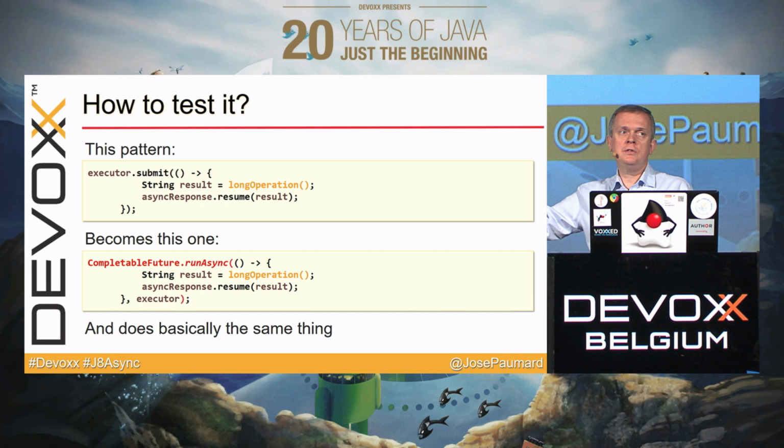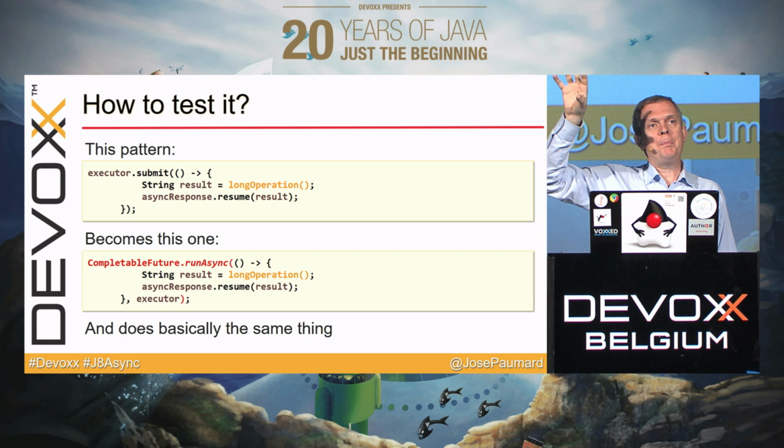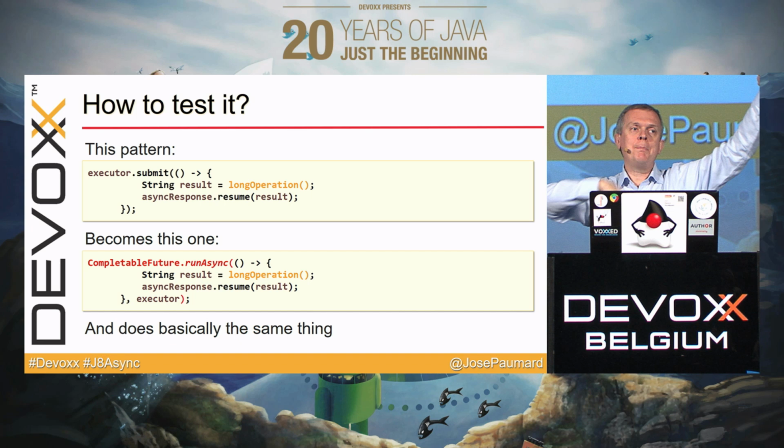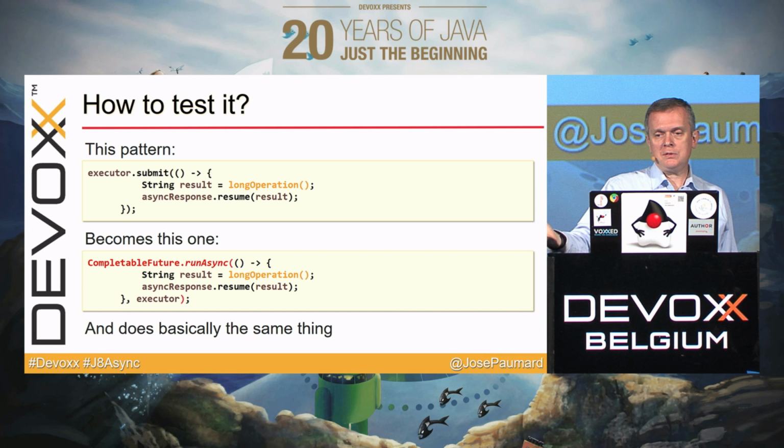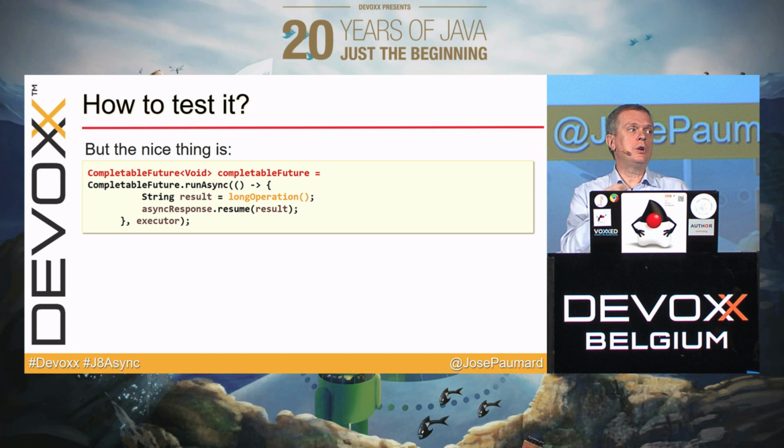I take my runnable here and pass it as a parameter to this run async method. And instead of calling this on the executor, I pass the executor as a parameter. So basically, it does the same thing, but with a different pattern. And the nice thing is that this code returns an object which is not a future as the submit call from Java 5, but a completable future object with a bunch of new methods that we are going to see and that will solve the problem.